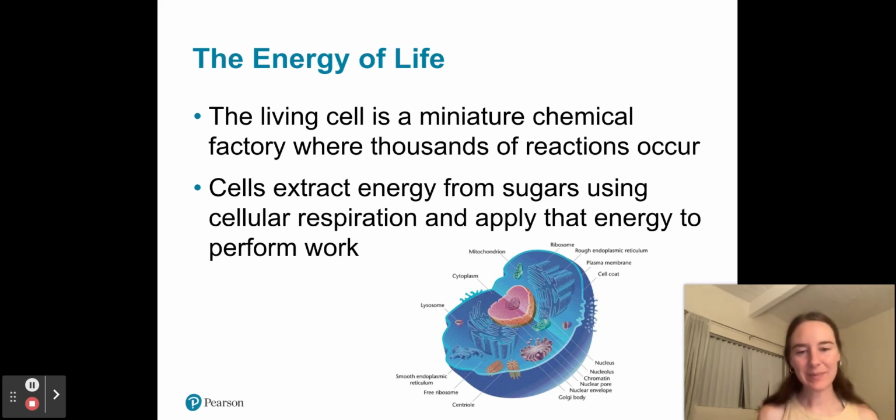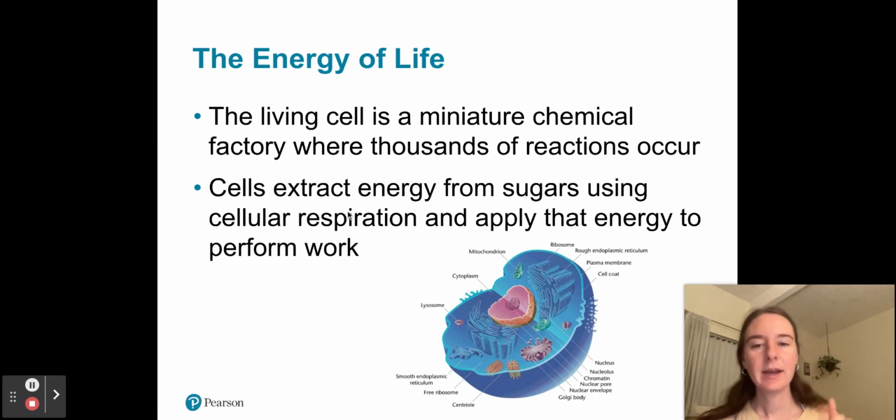Now, the cell would not be able to do any of this without energy. So, where does the cell get the energy to do all this work, to do all these reactions, to power all of these machines, like the Golgi and the ribosome and the lysosomes? Where does the energy come from? Well, energy comes from sugar.